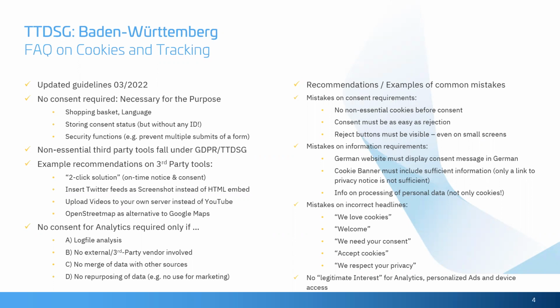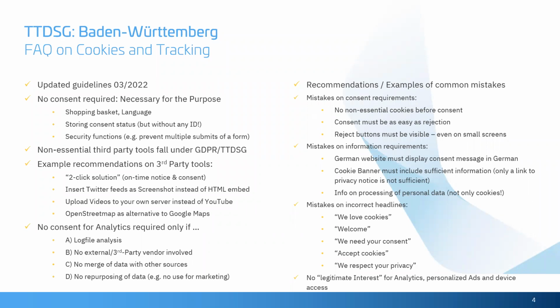The cookie banner must have sufficient information. So just a click or a link to the privacy notice is not sufficient. There needs to be some text in the cookie banner explaining certain things. We will go through some examples later. And there must be info on processing personal data, not only on cookies. Although it's commonly known as a cookie banner, it is more than this. It's a consent banner, and you are also asking for consent for processing personal data, so that needs to be in there.